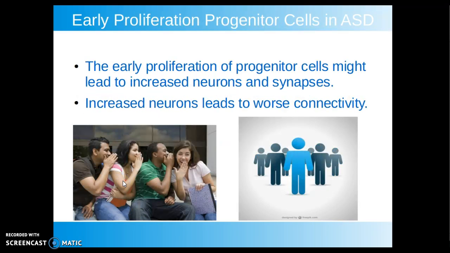So the early proliferation of progenitor cells might lead to increased neurons and synapses. Increased neurons lead to a worse connectivity. I'm going to use these pictures to try and explain that. On the left side, you have what I see as regular connectivity. You've got a straight line from the hypothalamus to your frontal lobe. From each area, your message can't get misconstrued. It's in a straight line. There's nowhere else for it to go.